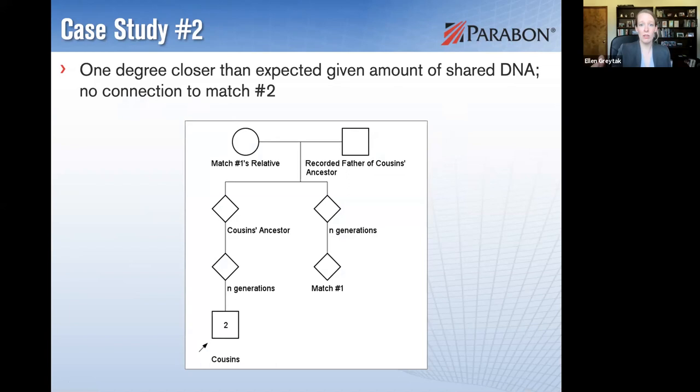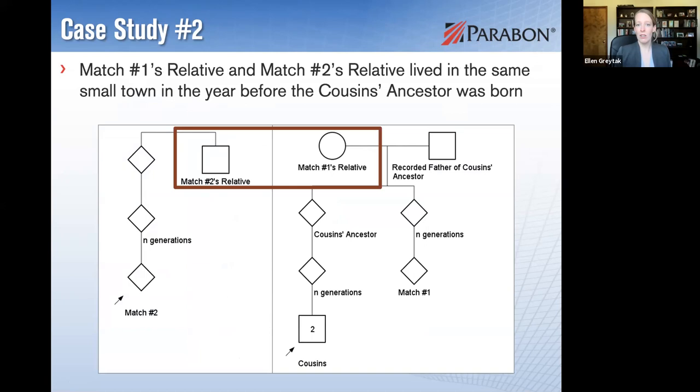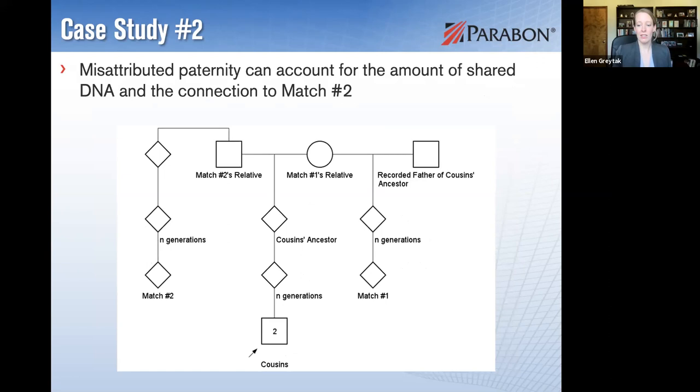But in building their family trees, she noted an unusual coincidence where back in, I think, 1930, match number one's relative and match number two's relative lived in the same very small town in the year before one of their children was born. She hypothesized that while on paper this person's father was one person, it was actually this relative of match number two, and that would combine those two trees. She presented this hypothesis to the agency, they investigated and were able to match that DNA again back to that crime scene. We were able to help solve that crime after more than 30 years.